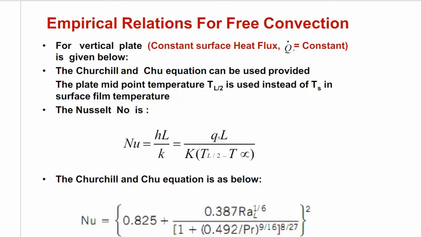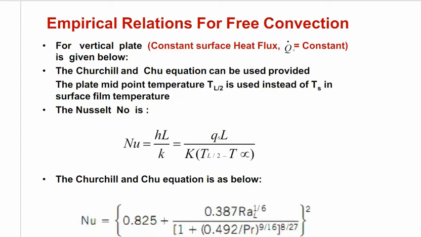The empirical formula for the vertical plate is also called the constant surface heat flux case, where Qs is constant. The Churchill and Chu equation can be used with the plate midpoint temperature T at L by 2, which is used instead of Ts in the surface film temperature.